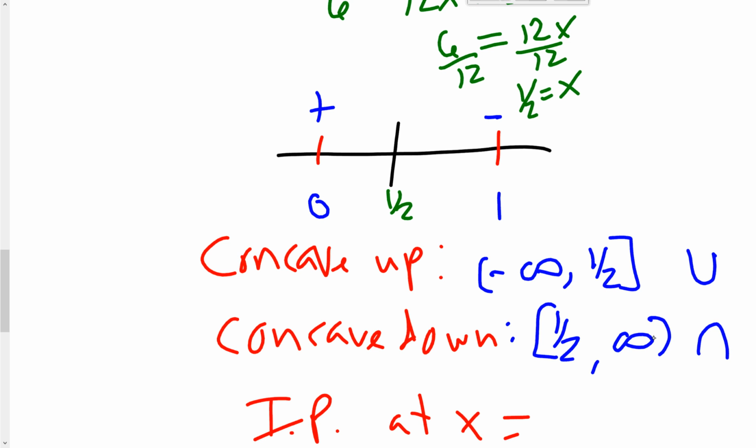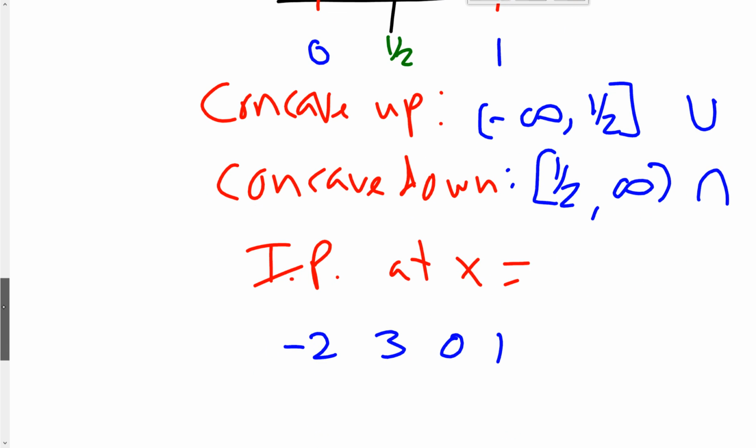And then I'm concave down because it's negative after that, from 1/2 to infinity, so that's concave down, so the u is facing down. And whenever it switches from concave up to concave down, or from concave down to concave up, you always have an inflection point at that. So I have an inflection point at x equals 1/2. So if I want to find the y value, I need to plug that back into the original.